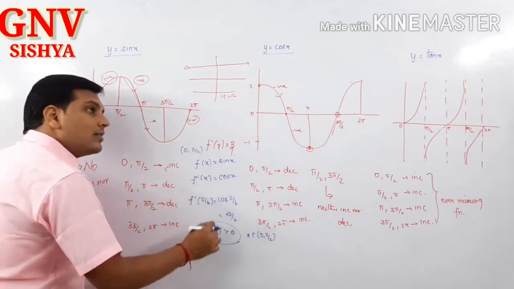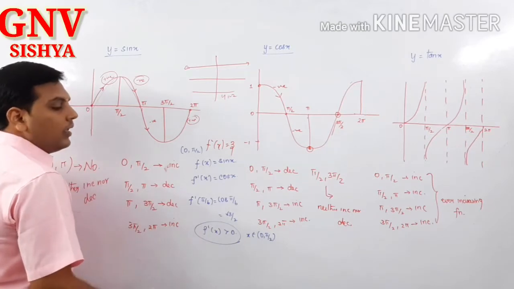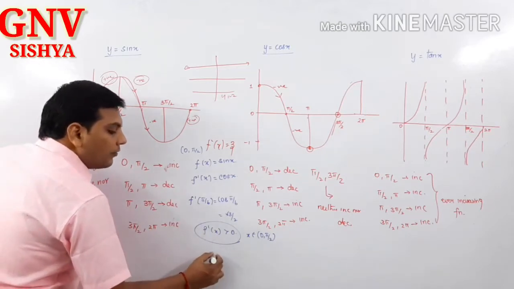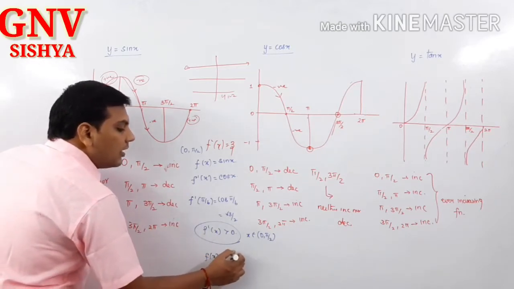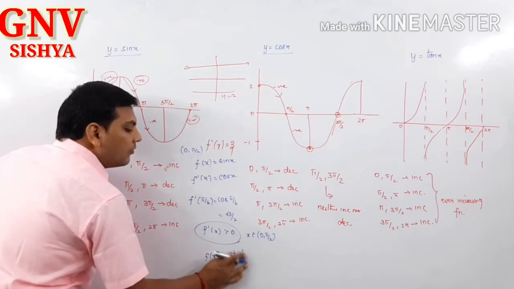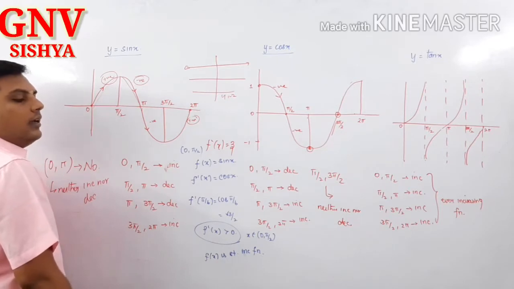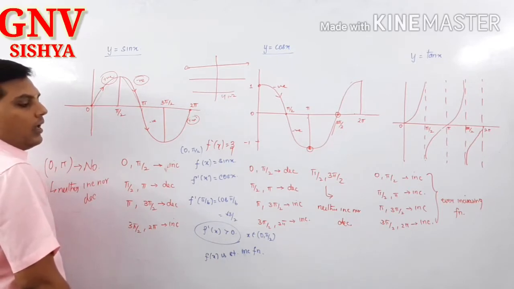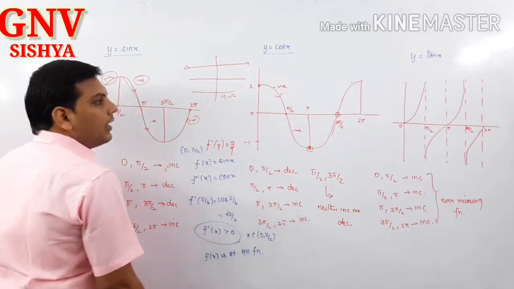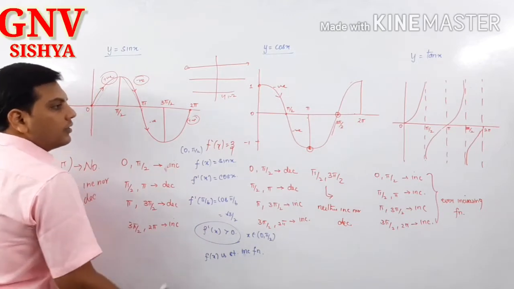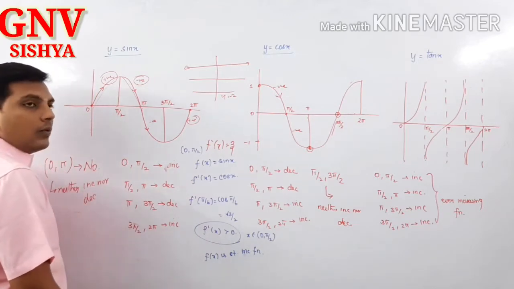If it is always giving a positive value, then I can say that f of x is a strictly increasing function. Okay, sir, then if it gives a negative value, sir, strictly decreasing function. Can you understand what I am saying?